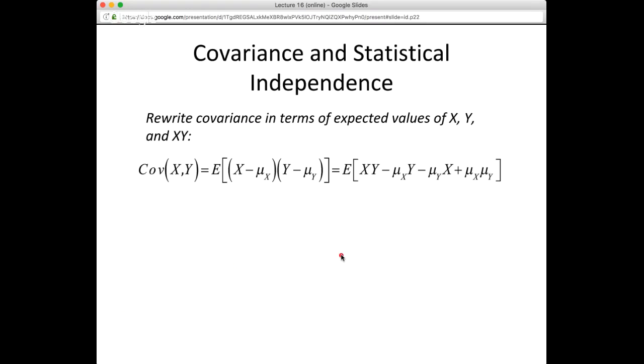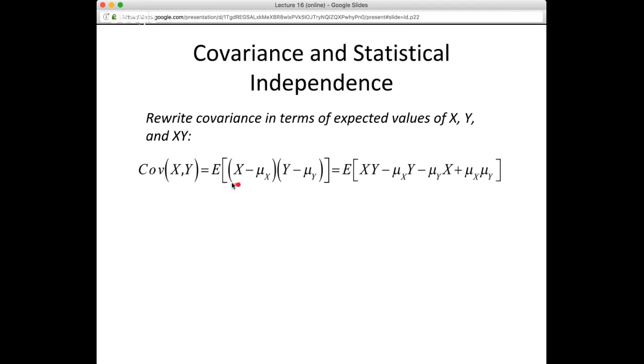Okay, well, let's try to simplify this definition of covariance a little bit and see what happens when the random variables x and y are statistically independent. So we're trying to explore, now we've got this measure of covariance, let's explore what happens when x and y are statistically independent.